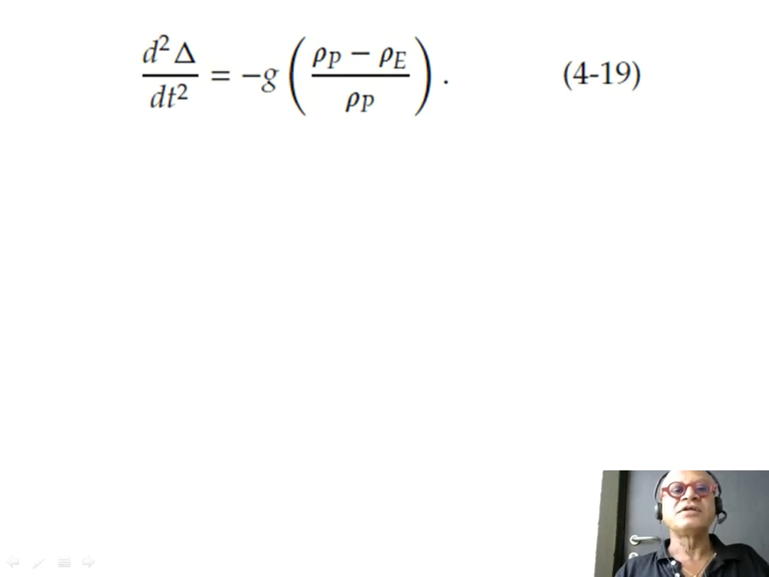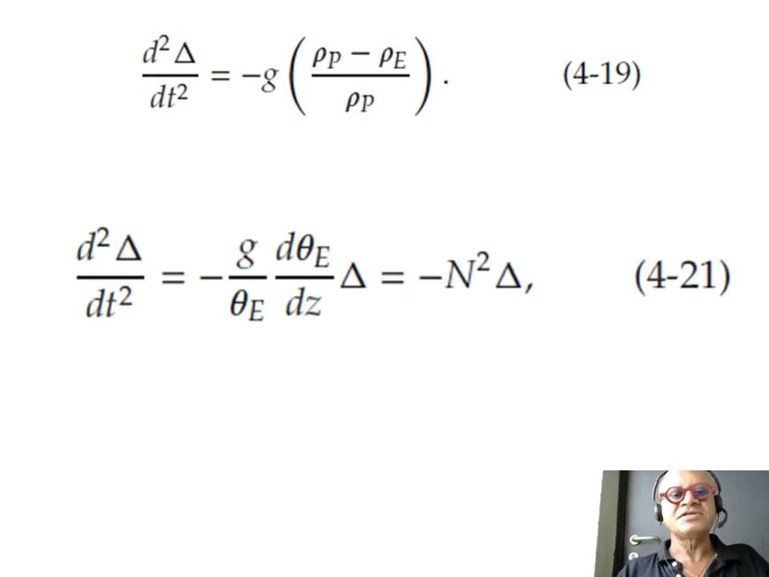right? Delta, d squared delta dt squared, again the same expression, can now be written in terms of g over theta E with a minus sign times d theta E dz times delta, which is delta Z. This quantity here, minus g over the potential temperature of the environment times the environmental potential temperature gradient, the dry potential temperature gradient, is called the buoyancy frequency, N squared. I hope you can hear a lot of crows, but nonetheless. So we can write that as minus N squared delta.